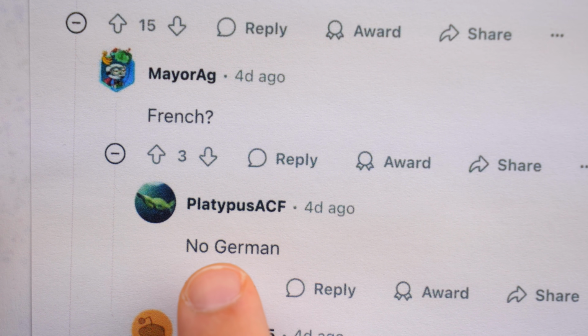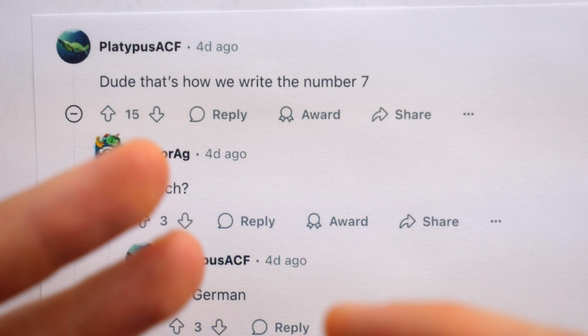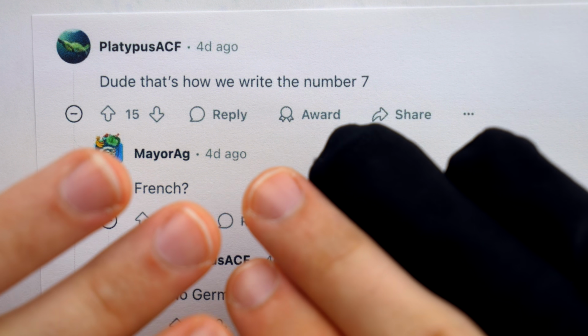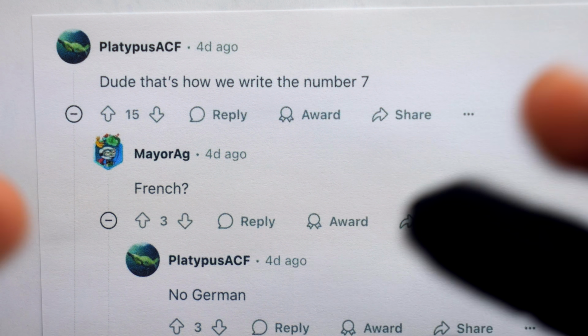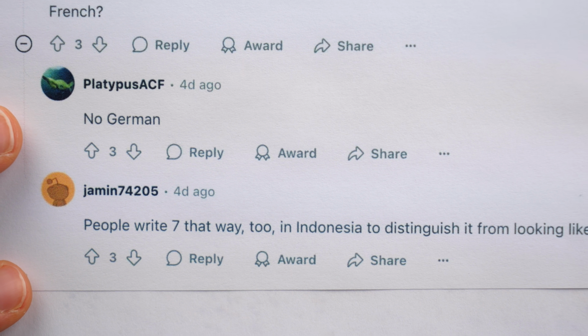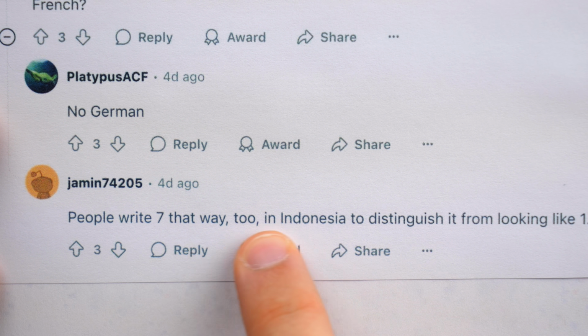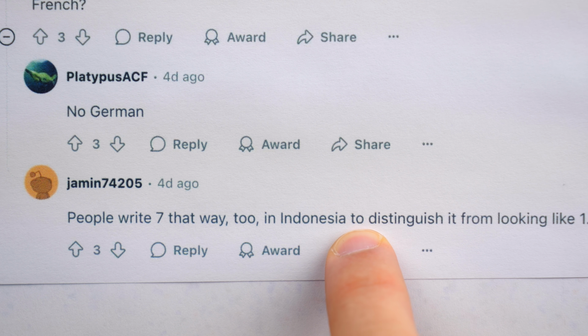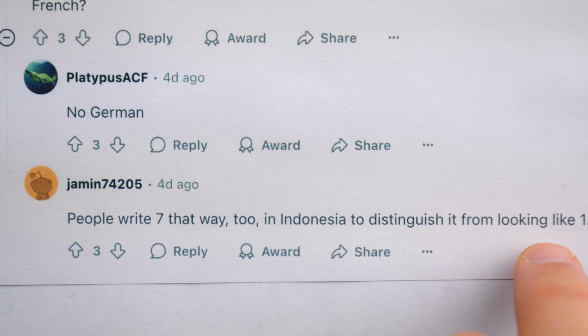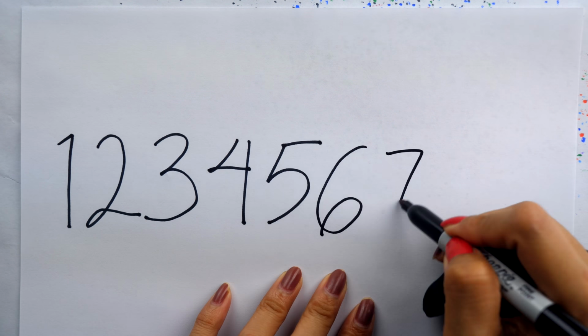French? No, German. I've always thought of how we write 7s as a pretty individual thing, but I wonder how much it could depend on country. And just like I mentioned earlier, this guy says that in Indonesia, people write 7 with the cross to distinguish it from looking like a 1. And here you can see that in action.